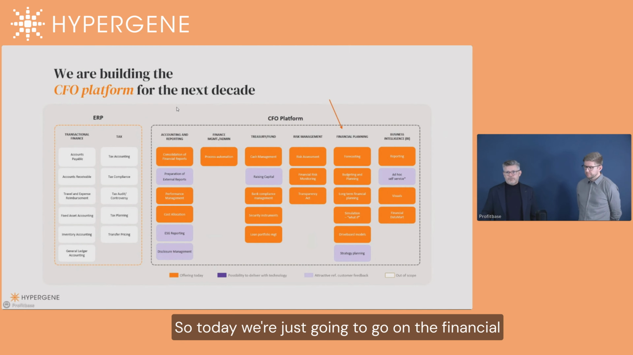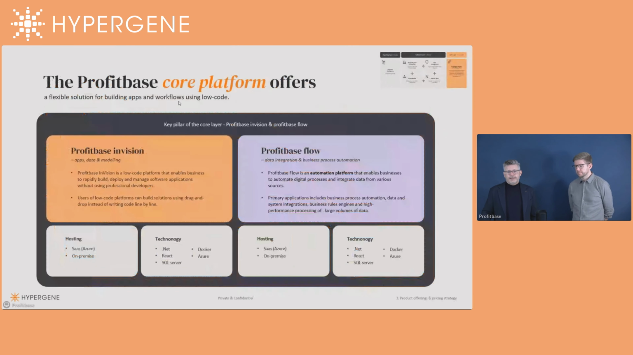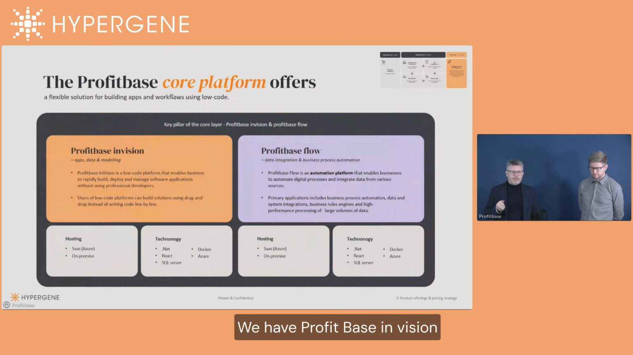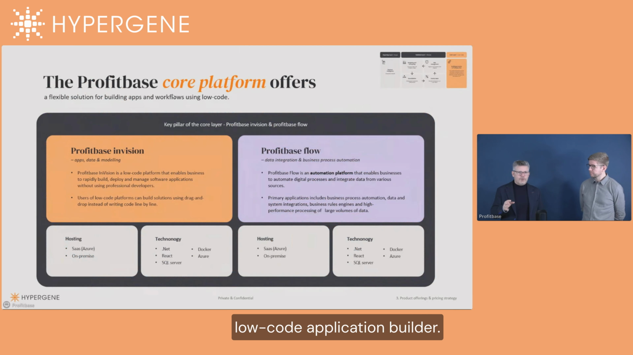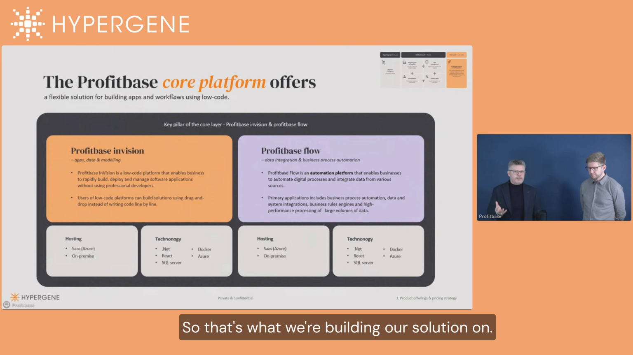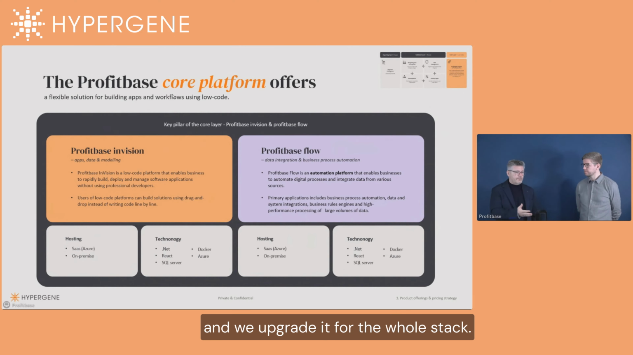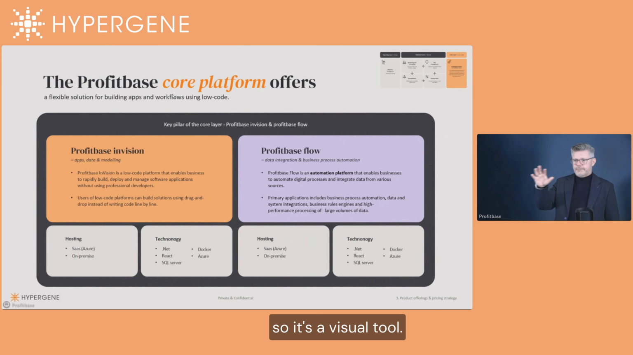Today we're just going to go on the financial planning side primarily, and we have covered a little bit of the business intelligence of this. I mentioned that we have our building blocks, and our building blocks are our core platform, which has Profitbase Envision, a data modeling, low-code application builder. That's what we're building our solution on. That's why we are efficient at building custom apps as well, because we use the same tool that we use for all the other solutions, and we upgrade it for the whole stack. Then we have Profitbase Flow, which is primarily a data integration and business process automation tool, where we put in the logic and so forth. It's a visual tool.